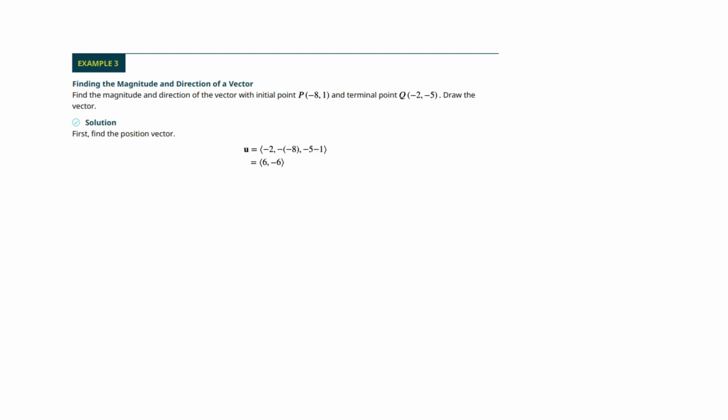Okay, so let's play along here. First we're going to find the position vector. We know we start here and we end at (-2, -5). So let's find the position vector. Our ending x minus our starting x, our ending y minus our starting y, and that gets us this. So here's our position vector.